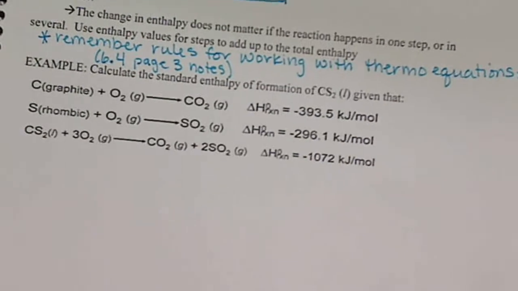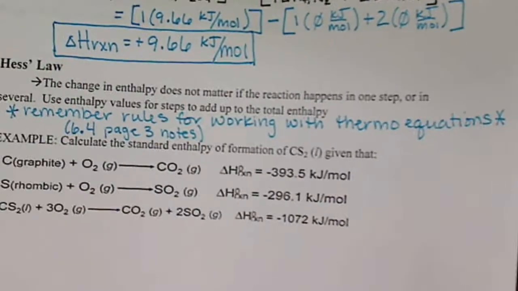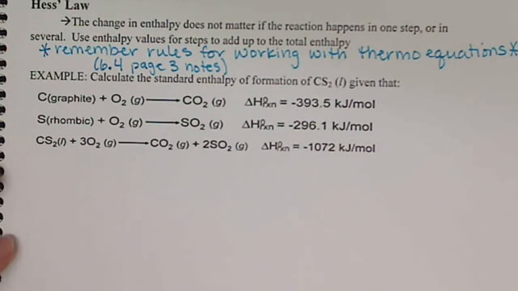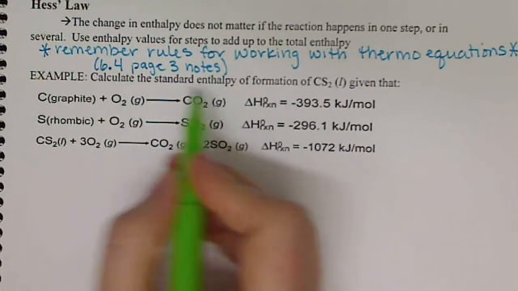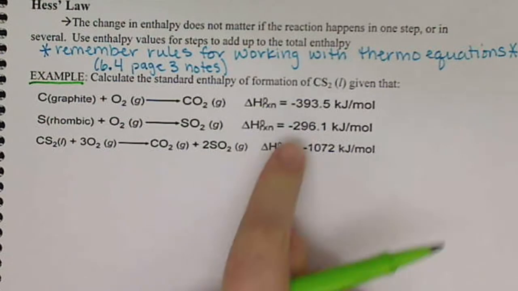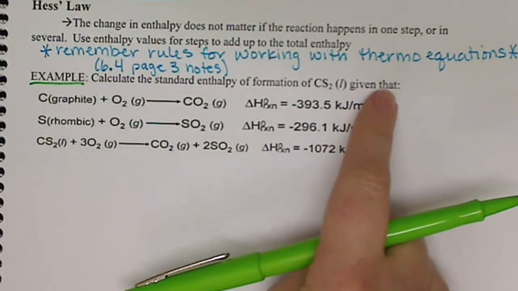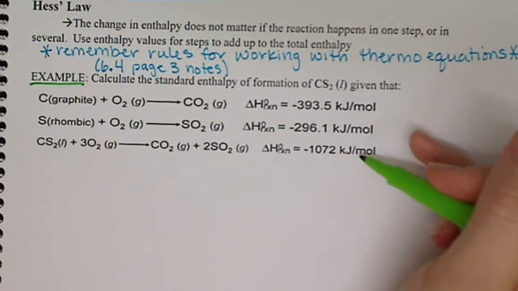So what we do then is essentially a logic problem, or you could think of it as piecing a puzzle together. In our example here, we want to calculate the standard enthalpy of formation of CS2 as a liquid, and we're given these 3 equations.